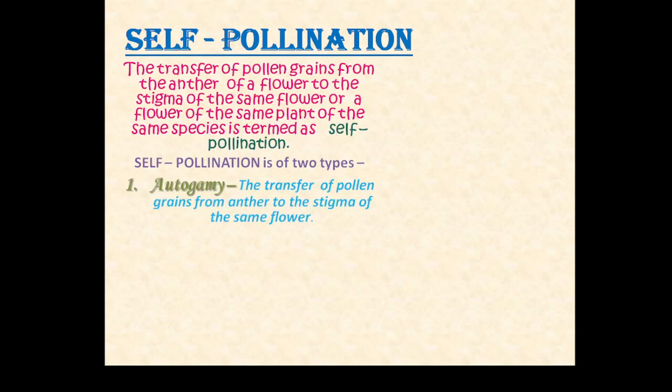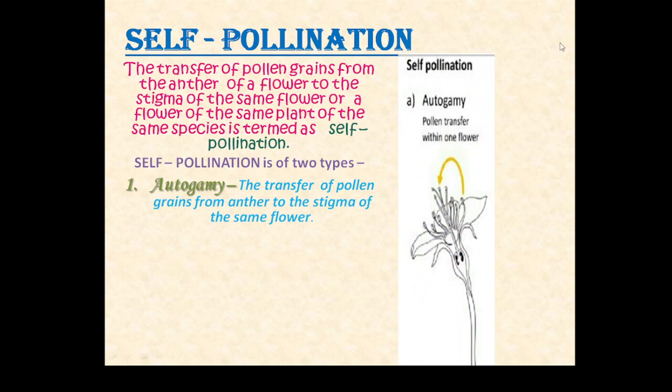One is autogamy, that is the transfer of pollen grains from anther to the stigma of the same flower. Okay, that is this one. See, the pollen grains transferring from the anther of this flower to the stigma of the same flower.